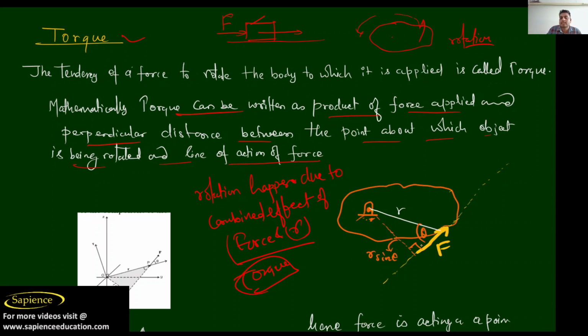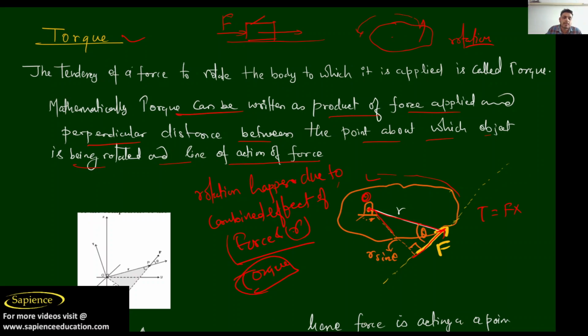So let us consider this. See here, if I am considering this as a body, and this body is being rotated about a point O, and for rotating I am applying a force F at this point, and the distance between this point O and the force is r. Now torque can be written as force into perpendicular distance.